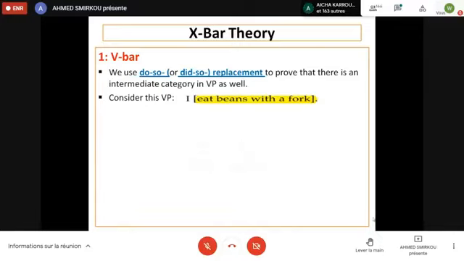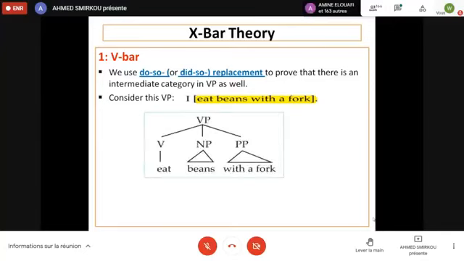So if we draw, this is the tree structure, the old one. We have three branches, okay? We have eat, beans, the first NP, and we have with a fork, the preposition phrase. Can anyone first explain the problem here, thinking of the functions of the NP and the preposition phrase? Can anyone explain the problem?